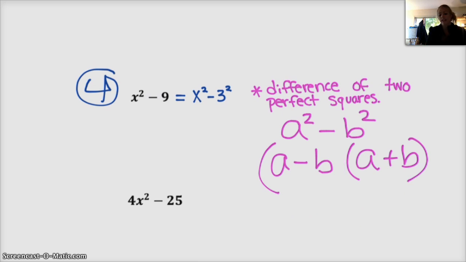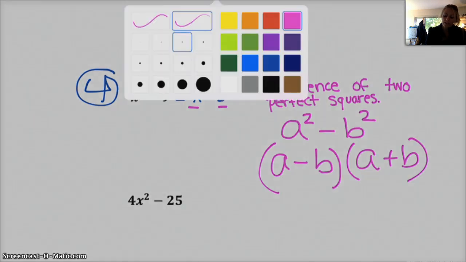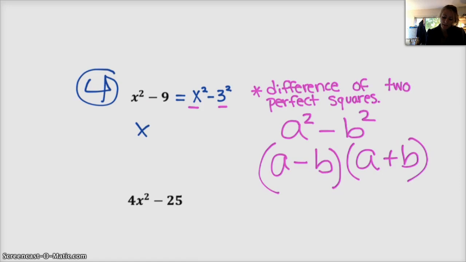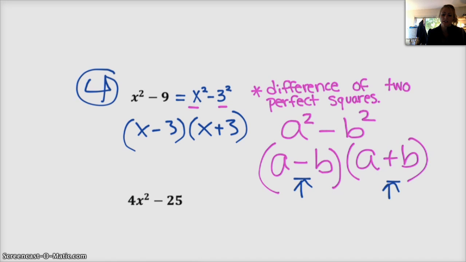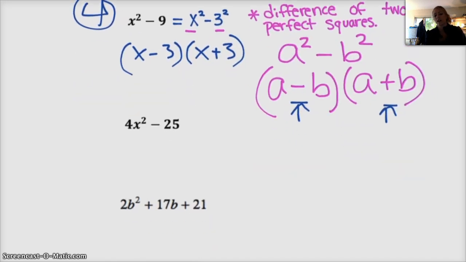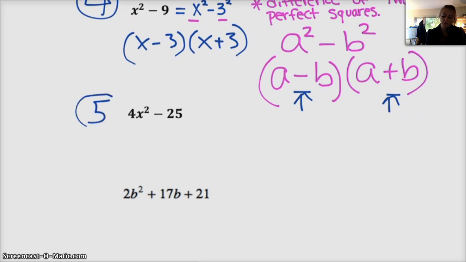So in this case, we have x squared minus 3 squared, and so our a is x, and our b is 3. So this ends up factoring as x minus 3 times x plus 3, right? It's the same thing as we had up here in our little note section. You could try the next problem. It's also a difference of two perfect squares. So try it. Go ahead.